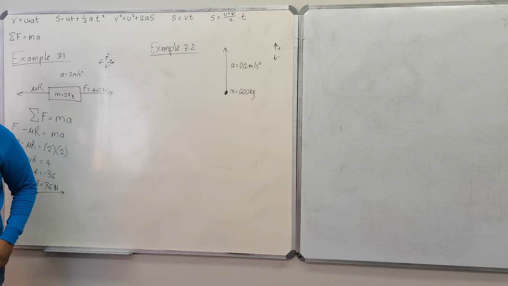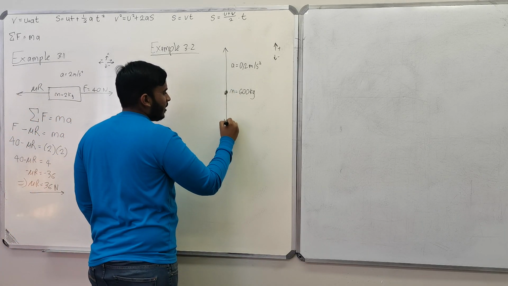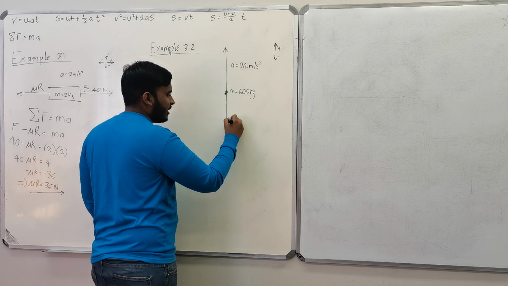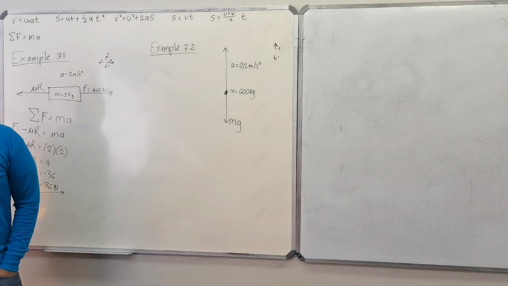What else can you tell me about this? What is the force acting down? What's going to be acting down? Gravity, right? So we can safely say that the force of gravity acting down will be your mass times the gravitational constant. Yes?